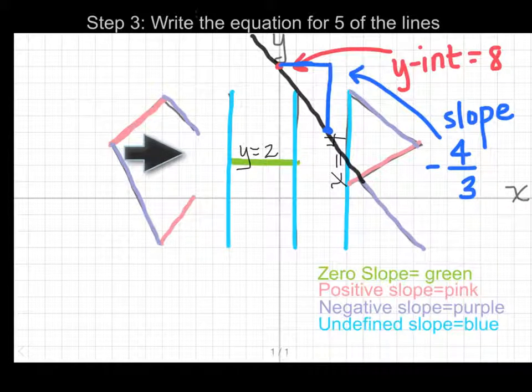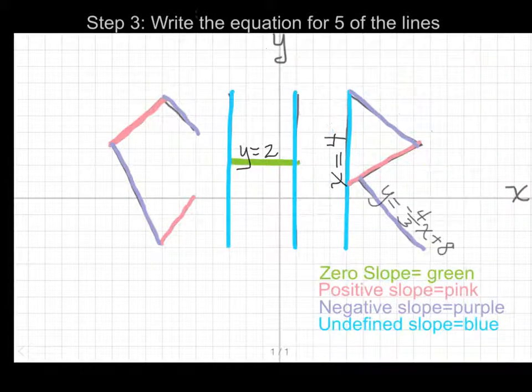And at that point, we can write the equation and clean it up so it's nice and neat. So we have y equals a negative 4/3 x plus 8. And that's what you're going to do with your name. Write it, color code it, and give me the equation in slope-intercept form for 5 of the lines.